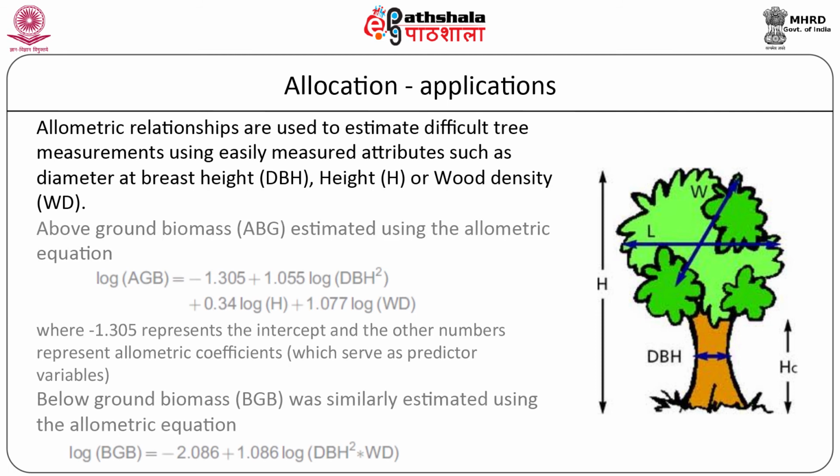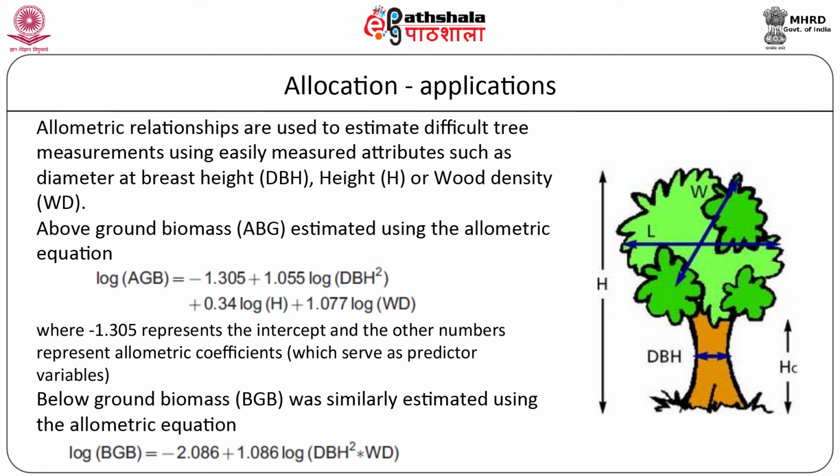For example, measurements of the above ground and below ground biomass were carried out using allometric equations with diameter at breast height or DBH, height of the tree, or H, and specific wood density represented as WD as the measured attributes. The allometric coefficients were determined by actually measuring the biomass of a few trees and then finding out the best fit model in terms of DBH, H and WD.